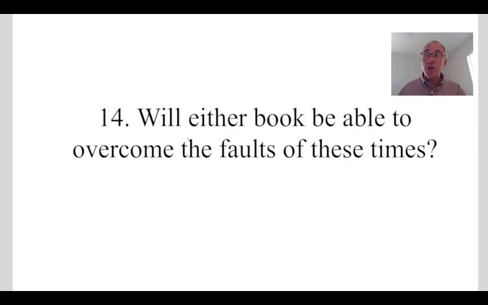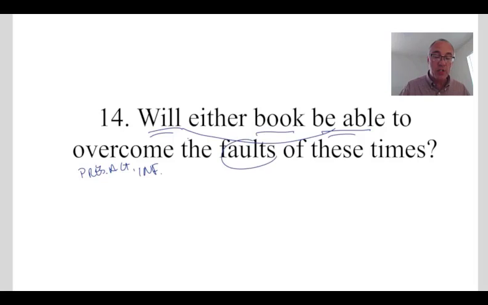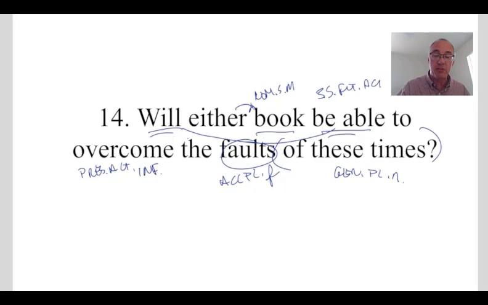Number 14. Will either book be able to overcome the faults of these times? Book is your subject. Be able, actually will be able, we'll bring that tense indicator in. Be able to overcome. We expect the complementary infinitive, the present active infinitive. Overcome what? The faults, accusative, plural. I don't know what word I'm going to use. I think I'll use culpa. I'll use feminine. Of these times is going to be genitive, plural, neuter. Will it be able? Book is nominative, singular, masculine. Either modifies it, and be able, third, singular, future, active, indicative.